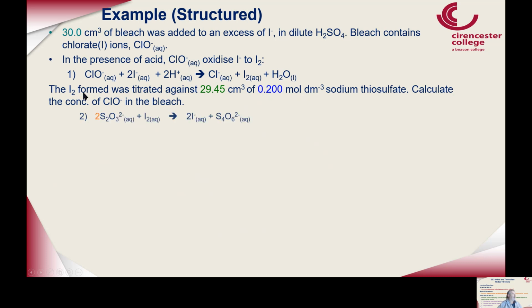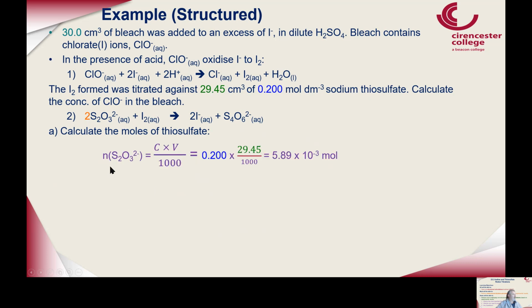Okay, so here we go. We've got thiosulfate plus iodine makes 2 iodide plus the tetrathionate ion here. So calculate the moles of thiosulfate. First off, we're going to work out the moles of thiosulfate from this data here. The moles of thiosulfate is concentration times volume over 1,000, because we've got it in centimeters cubed. Concentration times volume. Volume should be in decimeters cubed.